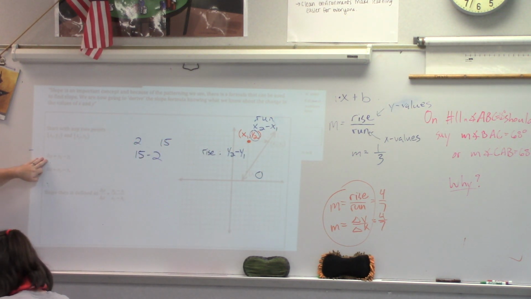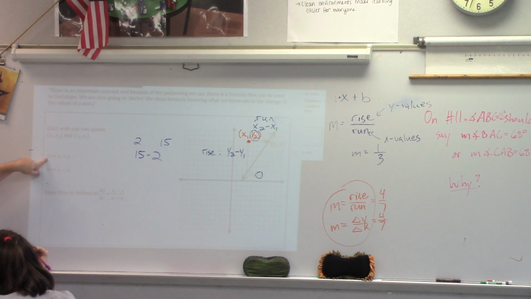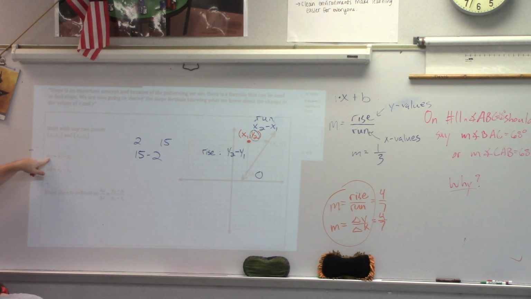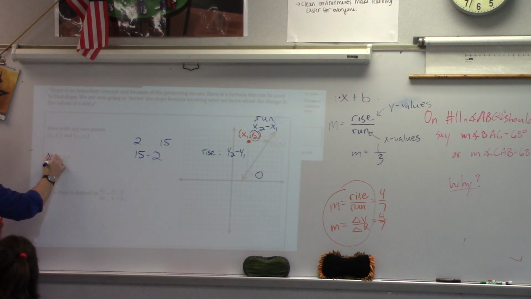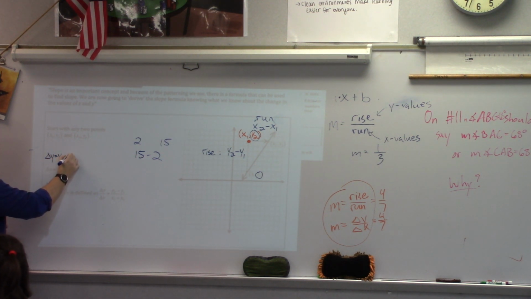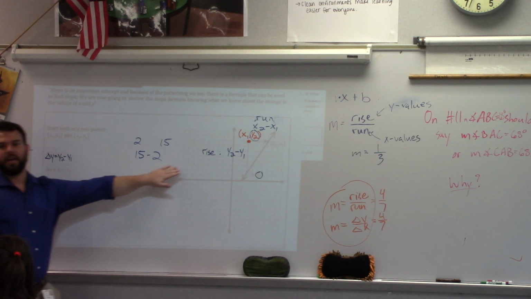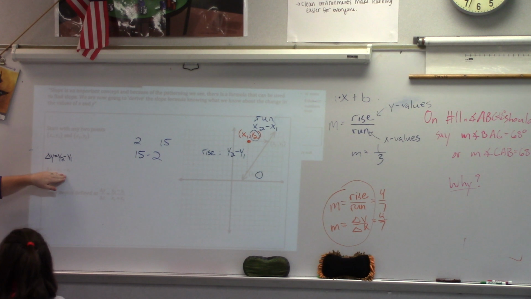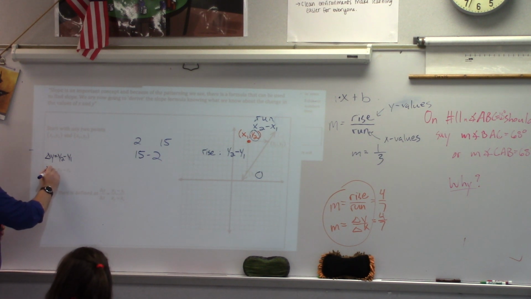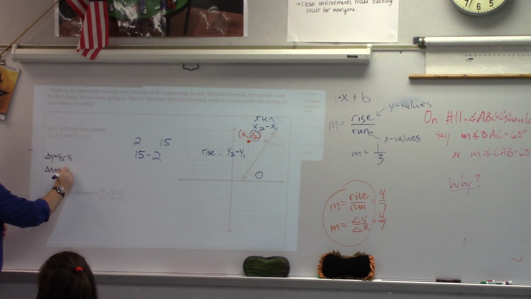Notice how they define it right here. The change in y. How do we calculate the change in y? You can look on your sheet. Delta y is equal to y2 minus y1. Isn't that what we just said? That's the rise. Then what's the run? Delta x equals x2 minus x1.